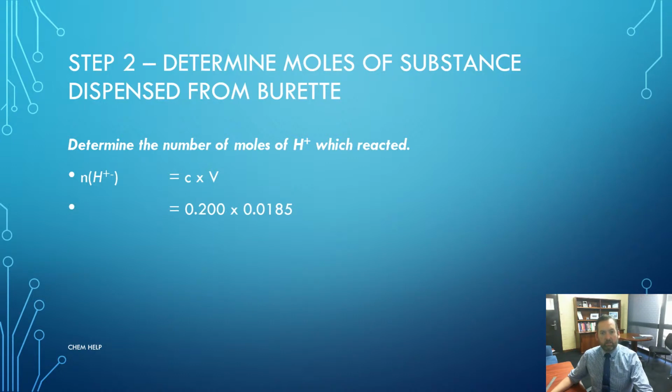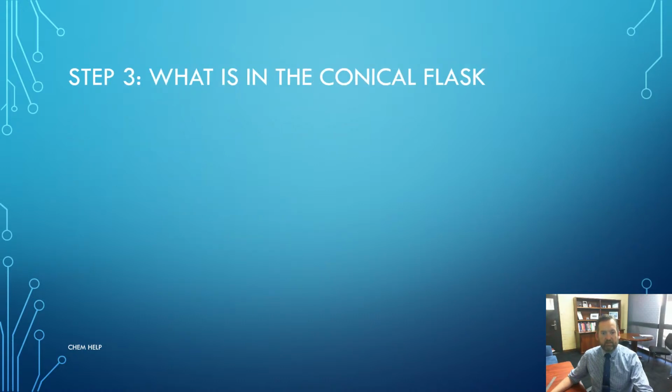Okay, so 0.200 mol per litre solution times 0.0185. That's the 18.5 mL turned into litres. And that's how many moles of hydrogen ions actually reacted. So there's our first step of the calculation, second step in our process.